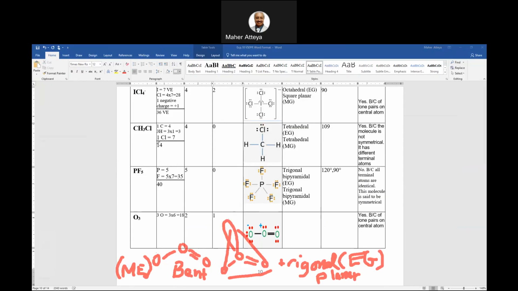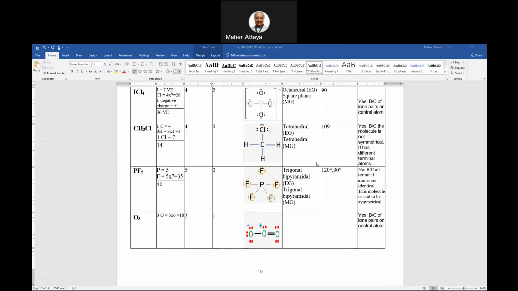So here it is. Let me take this one out and write it here. The trigonal planar, this is your Eg, correct? And your bent is your Mg. It is polar. Yes, it is polar.